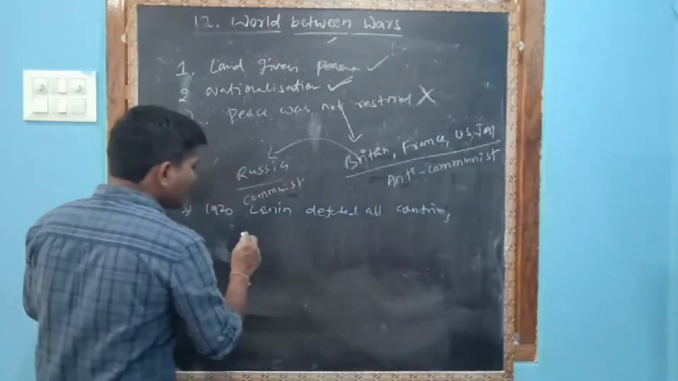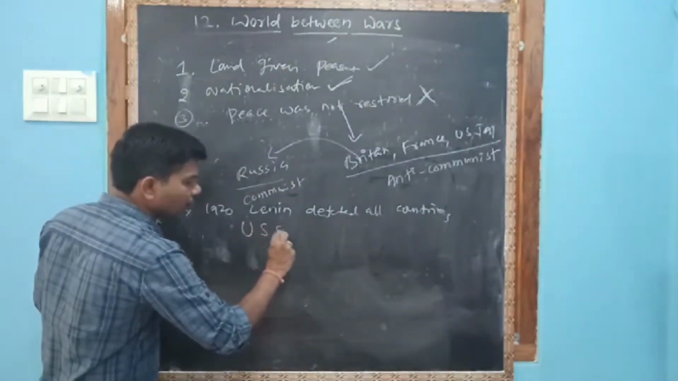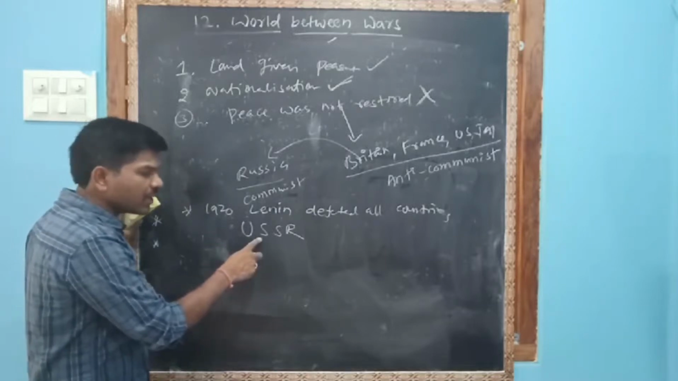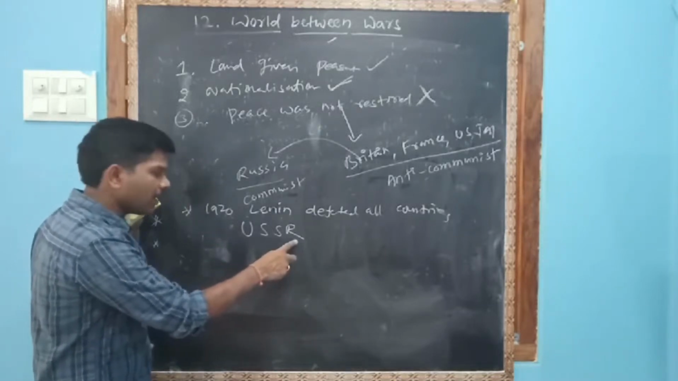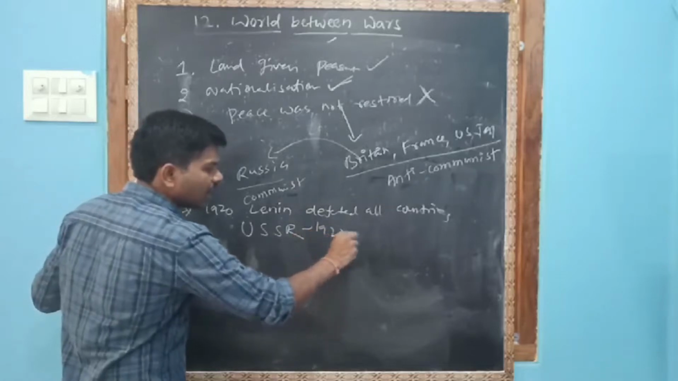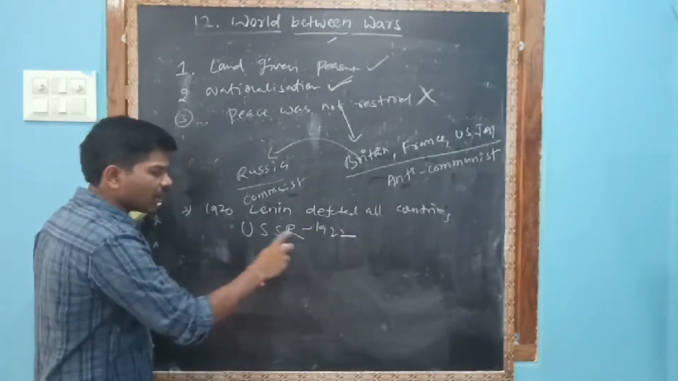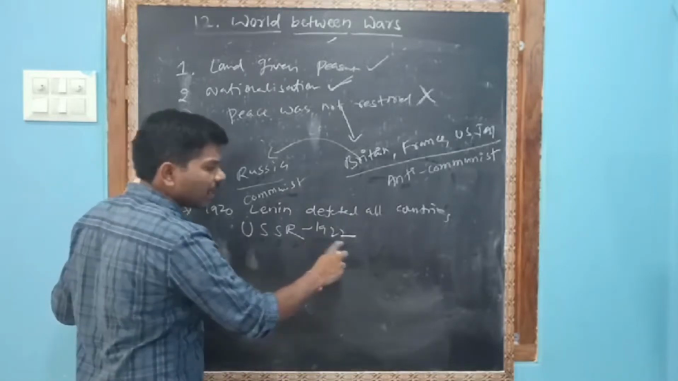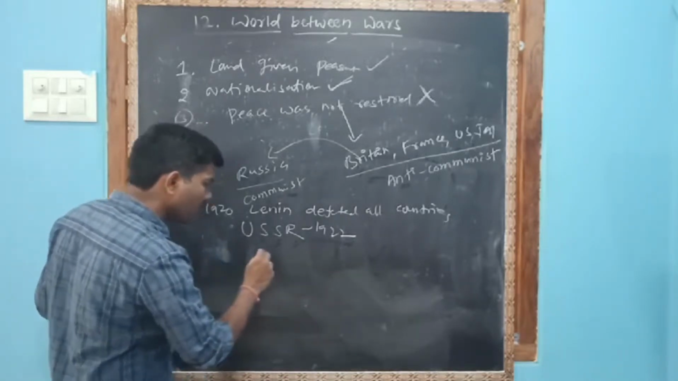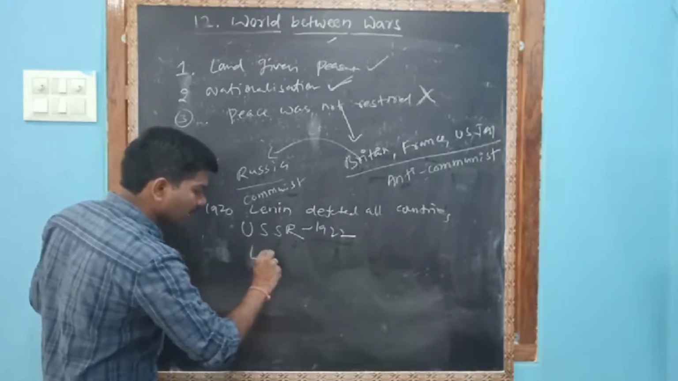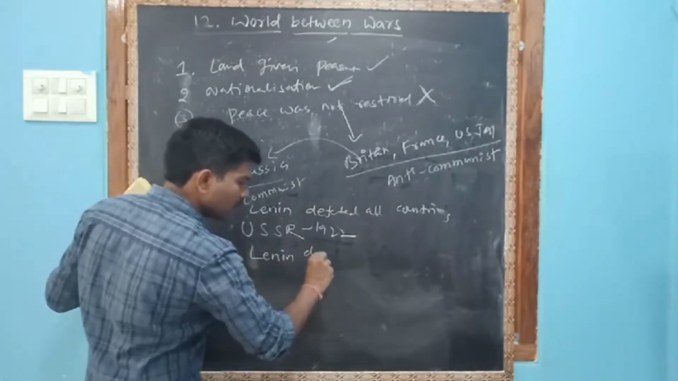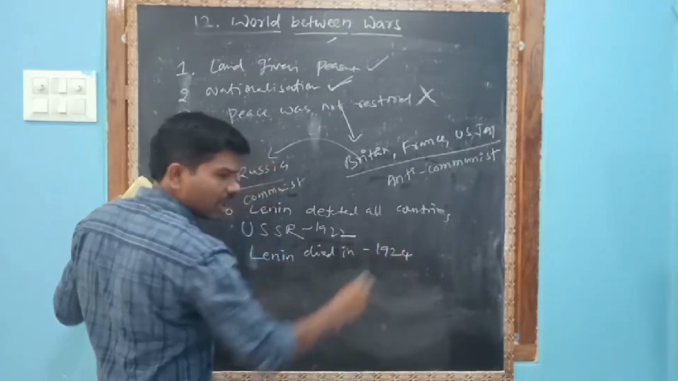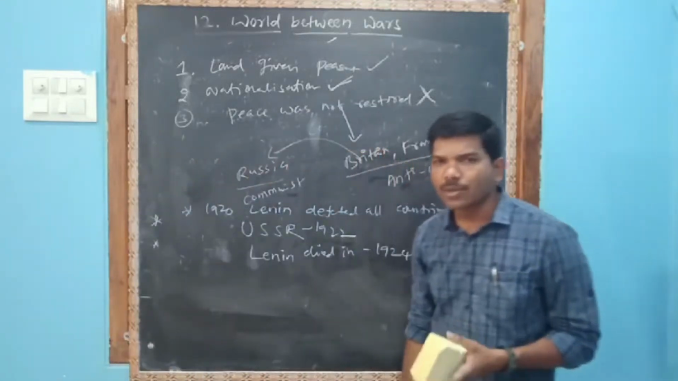After that Lenin established the USSR, the Union of Soviet Socialist Republics. I repeat, in 1922, the USSR was set up. And finally Lenin died in 1924.